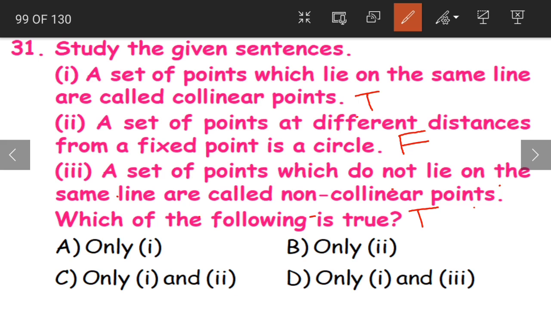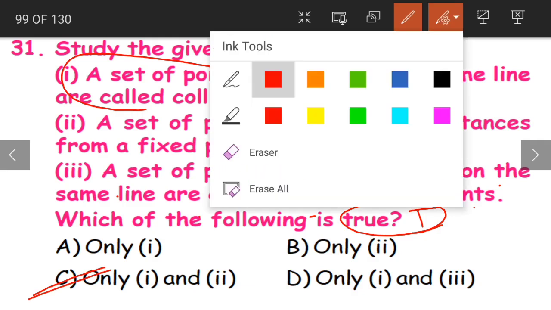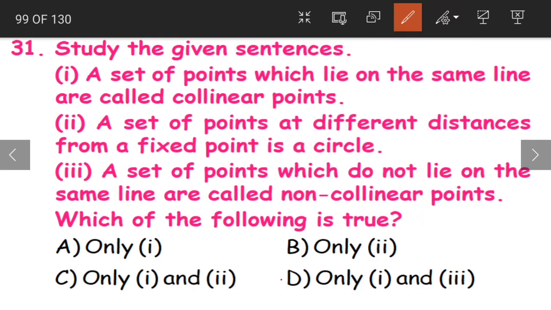So which are the true statements, children? Statement 1 and statement 3. That is option, which option, children? It is option D. Only statement 1 and 3 are true from the given sentences.